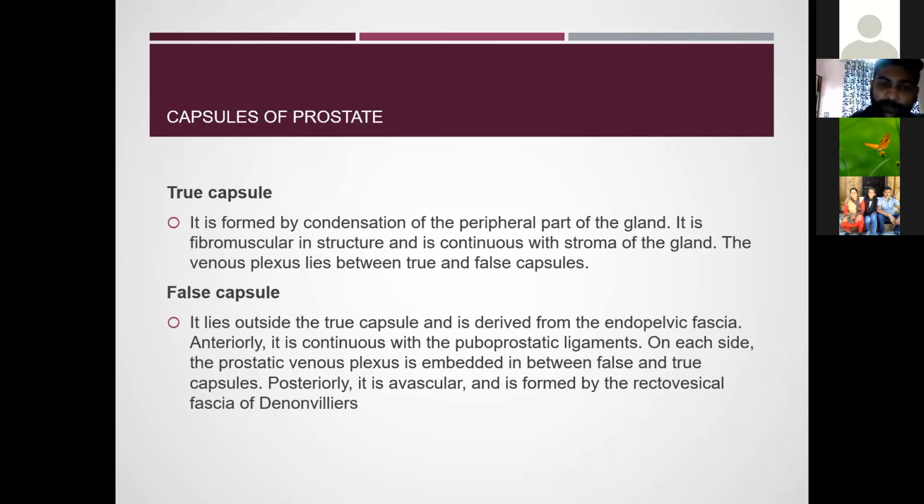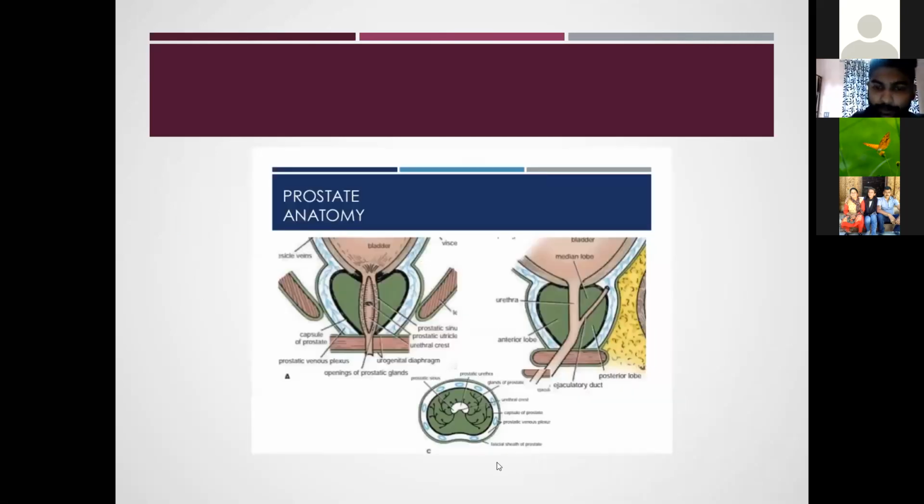Then the venous plexus lies between the true and the false capsule. You can see here it is covered by a sheath. Then there is the capsule of the prostate, the true capsule, and between them the venous plexus.